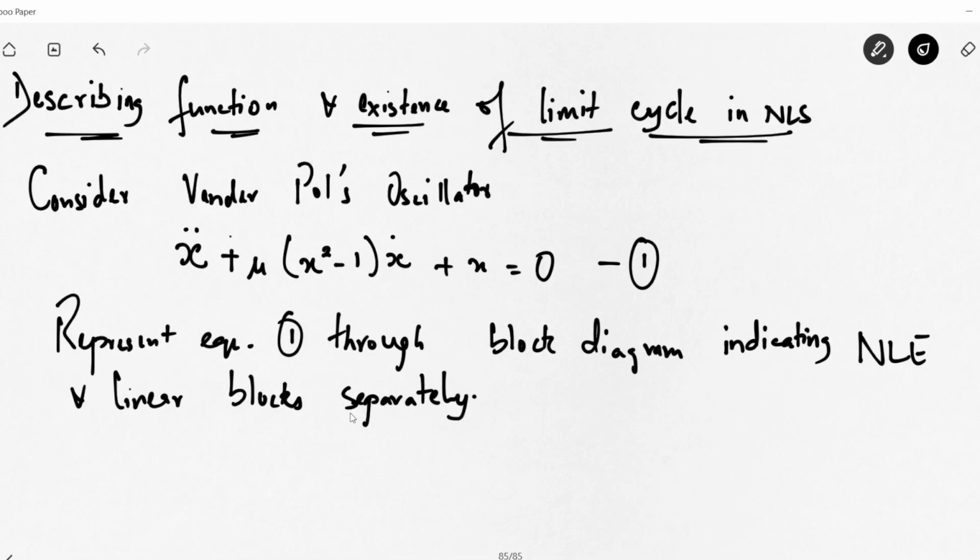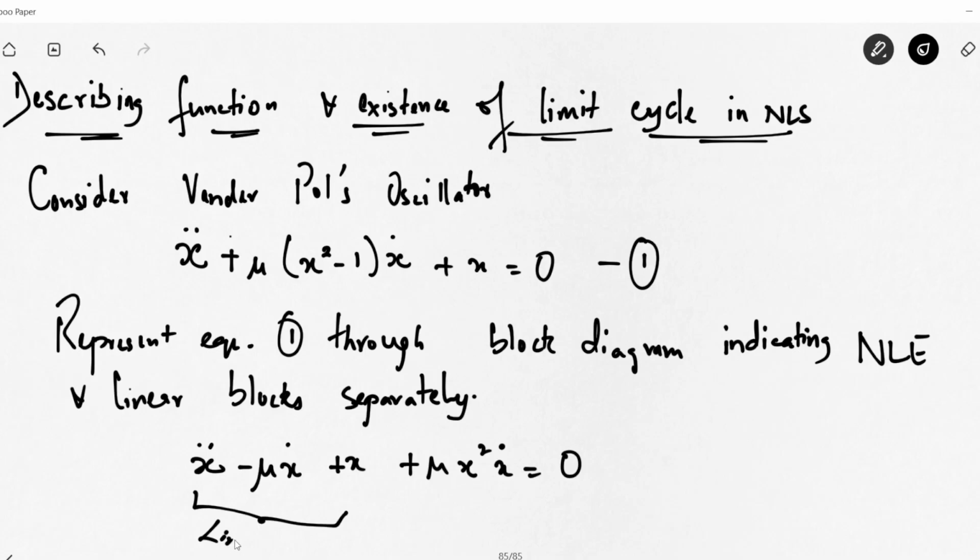So our equation is x double dot minus mu x dot plus x, and we are also left with mu. We have the van der Pol equation, x double dot plus mu (x square minus 1) x dot plus x equal to 0. Multiplying mu and x dot with x square minus 1, we get mu x square x dot minus mu x dot. In this equation, the only term that represents the nonlinear behavior is the term with x square. So mu x square x dot is separated, and the rest of these three terms are written separately. This represents the linear part of this equation, and this represents the nonlinear part.